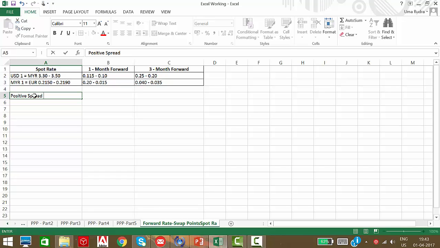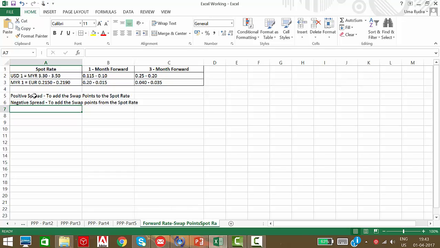Positive spread: add the swap points to the spot rate. Negative spread: deduct the swap points from the spot rate. Now we need to determine forward rate.